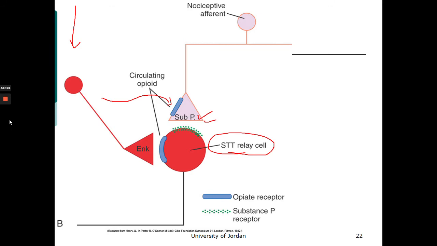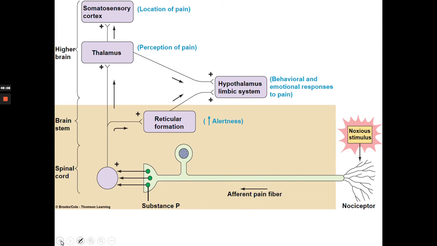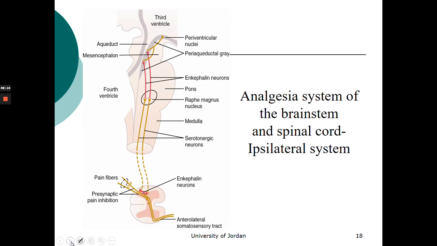So these are the same thing. These are just sketched to illustrate how pain fibers are blocked through from here and from here. This sketch shows enkephalin fibers, serotonin fibers, and the interneurons that secrete enkephalins, the endogenous opiate, in the spinal cord.